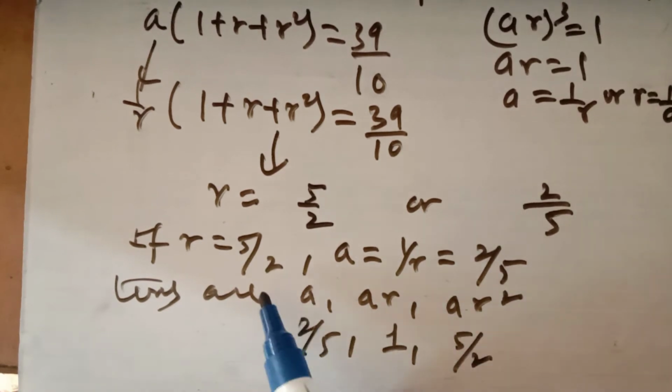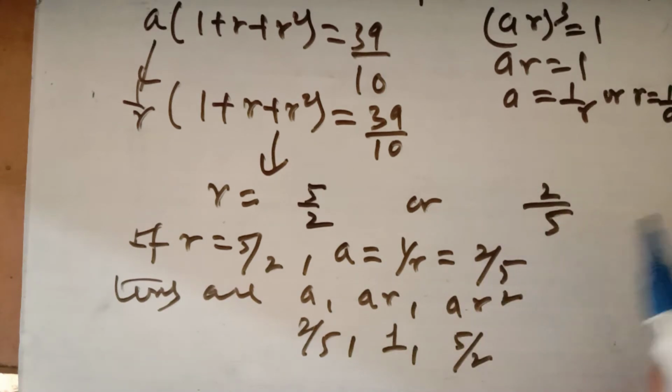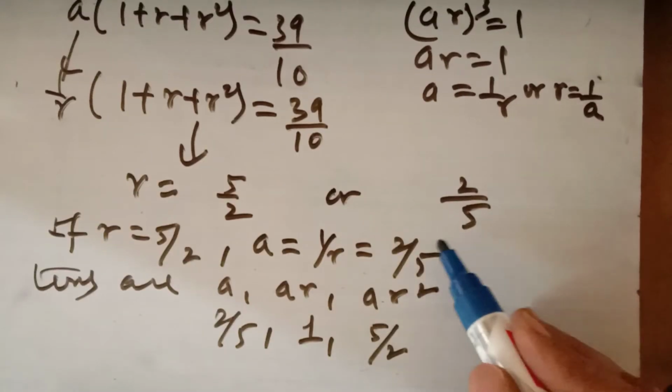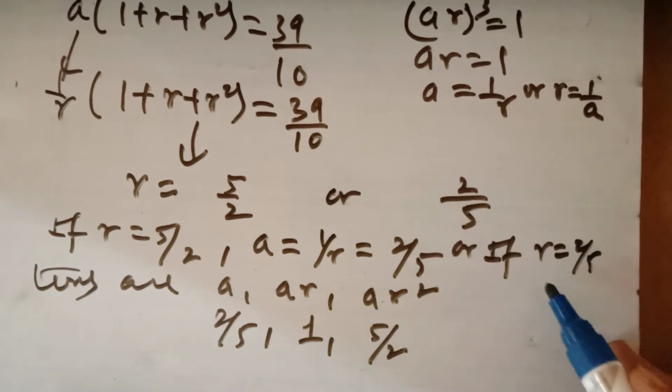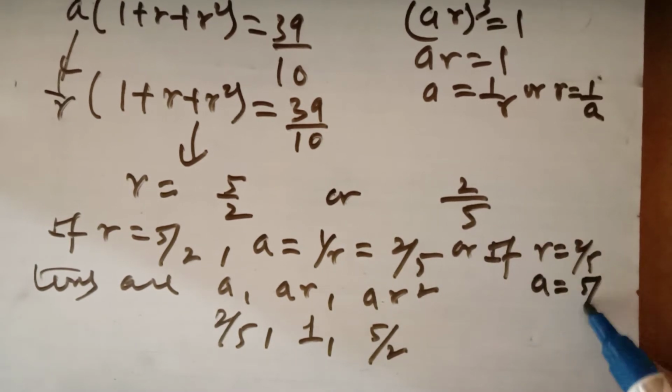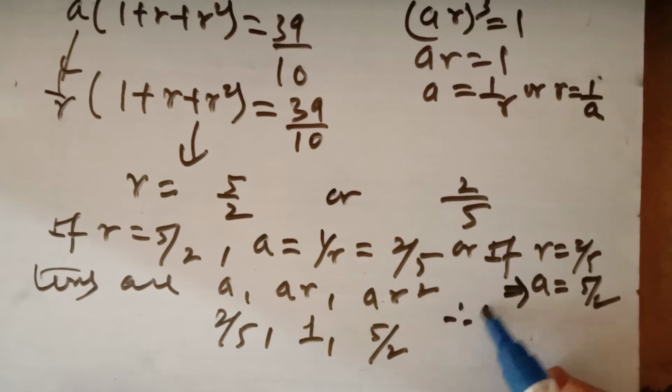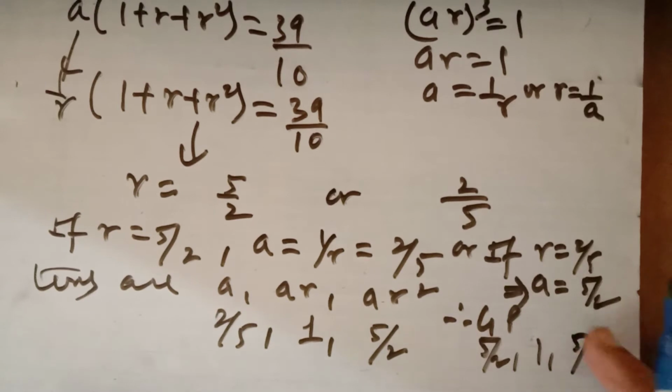Now if you take R as 2 upon 5, A will be equal to 5 upon 2. Then the GP will be 5 upon 2, 1 and 2 upon 5. So the terms are 2 upon 5, 1, 5 upon 2 or 5 upon 2, 1, 2 upon 5 in the given two conditions.